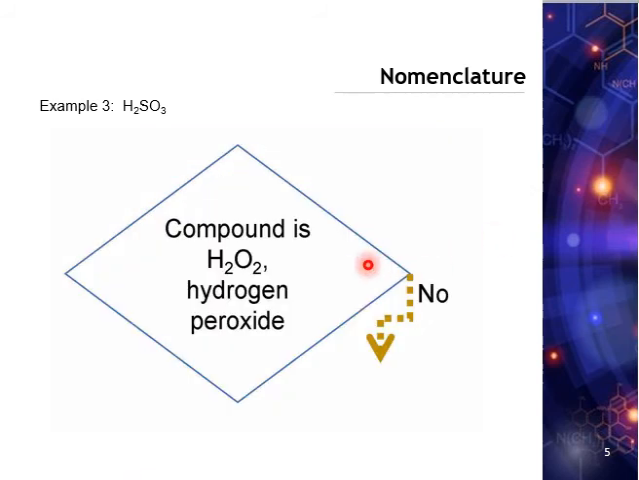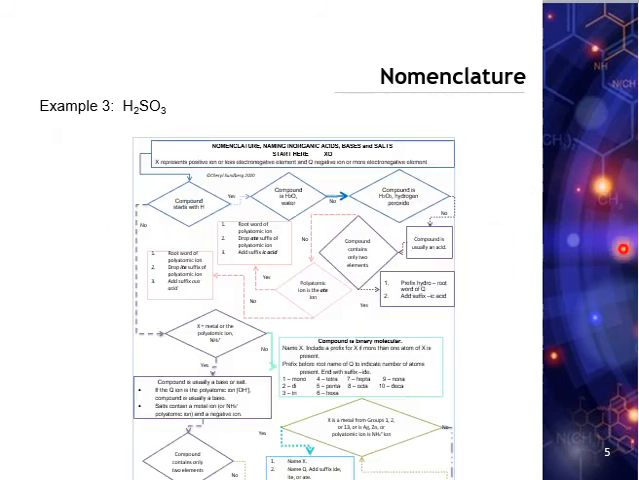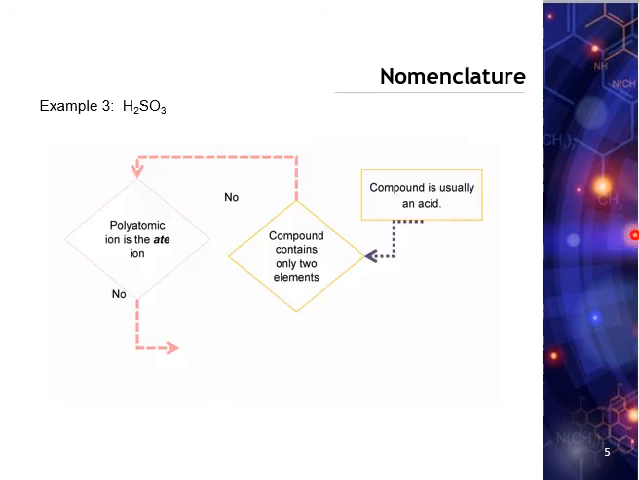Is this compound H2O2 hydrogen peroxide? No. That means this compound is usually an acid. Does it contain just two elements? I have more than two capital letters, so the answer is no. It does not contain just two elements.